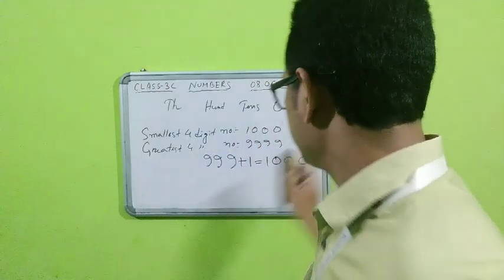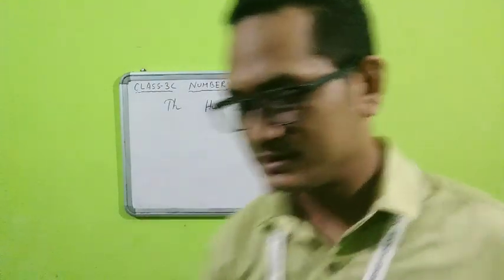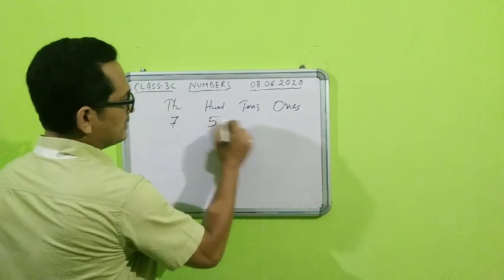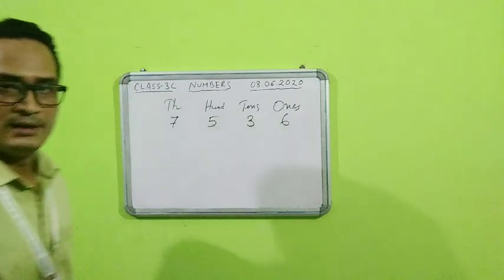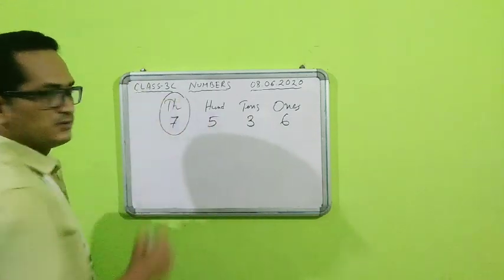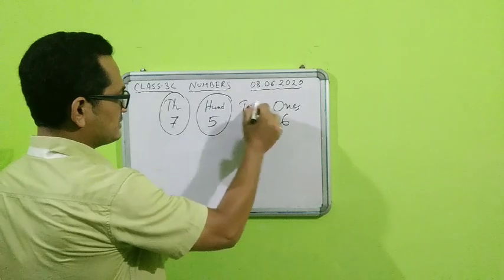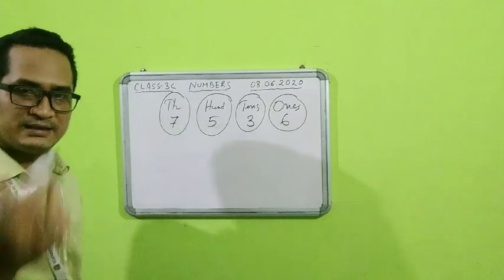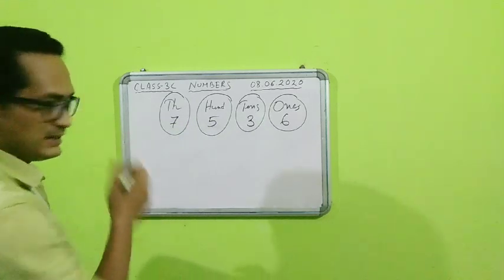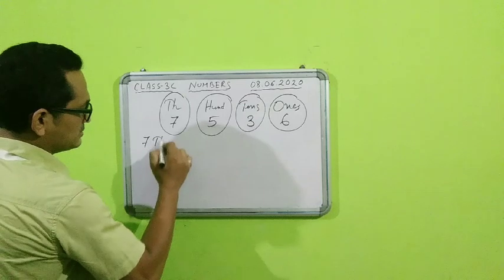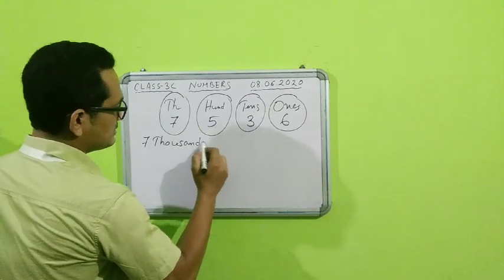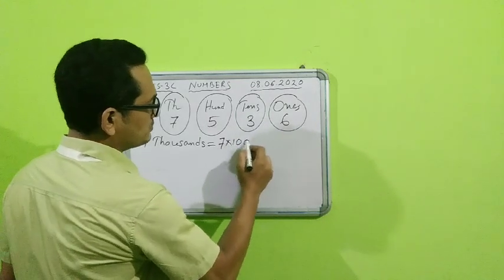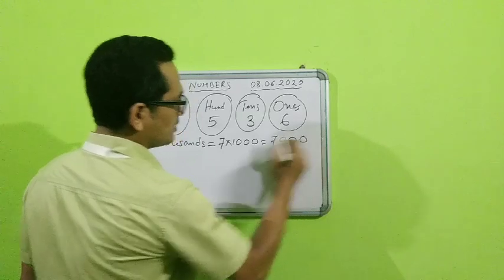Now how to see the place values also we have discussed. Suppose I put some digits here, like this. This is the thousands place, this is the hundreds place, this is tens, and this is ones. Here it is 7, in the thousands place. So it is 7,000. What will be the place value of 7? 7 into 1000, and that will be equal to 7,000.